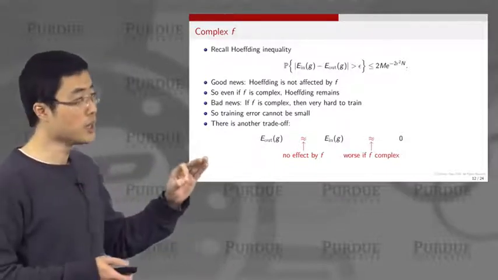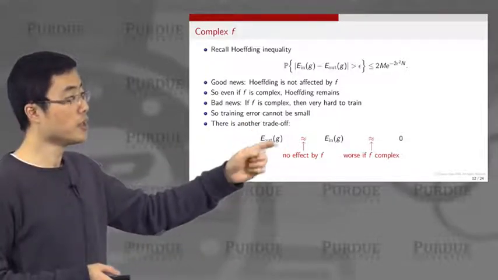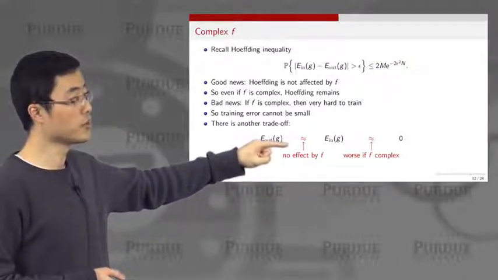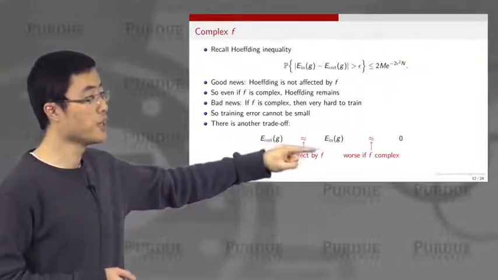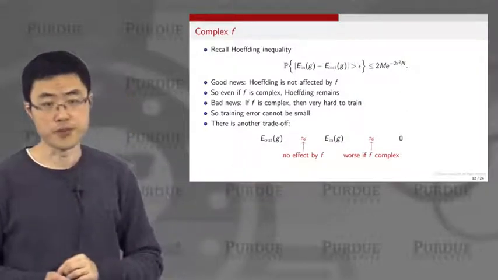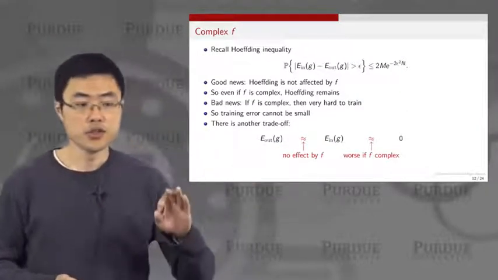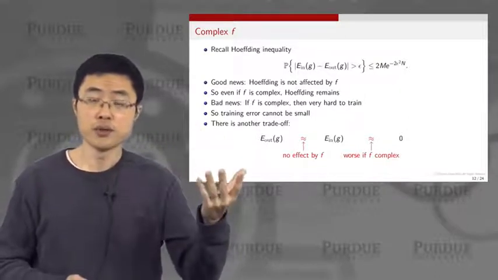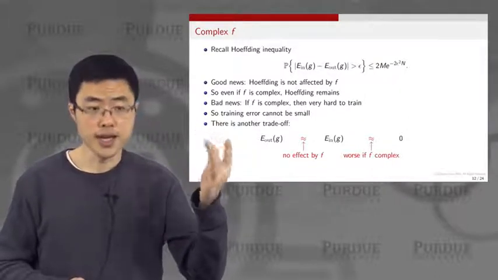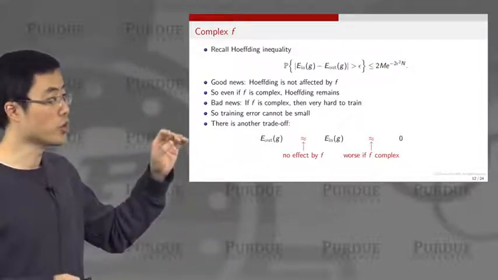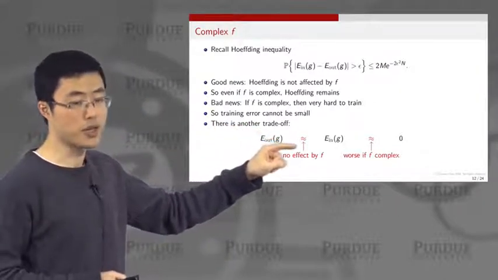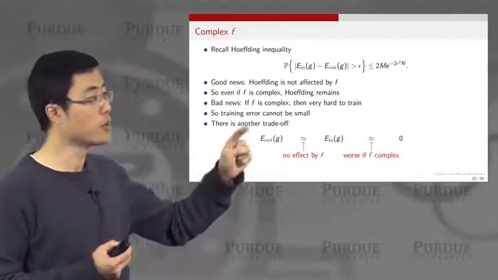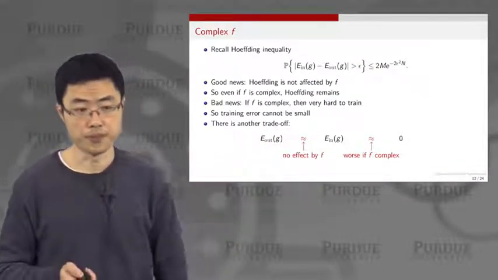So in this case, you have another trade-off here, where your target function is not changing the Hoeffding approximation, but it makes your training very, very difficult. So the conclusion here is that in the previous slide, when we have a complex H, there is a trade-off associated with the approximation. But now when you have a complex target function, the error will go to your training error.